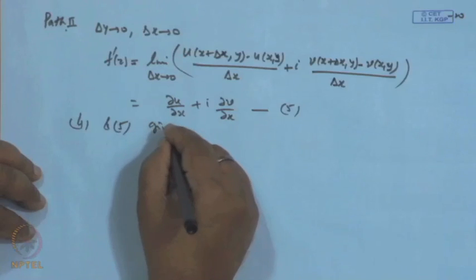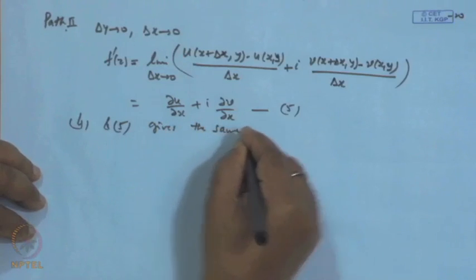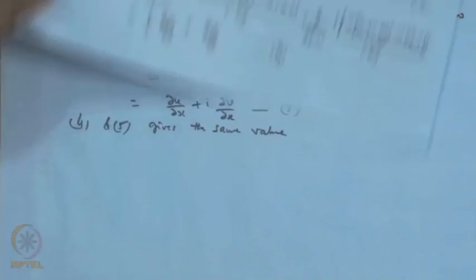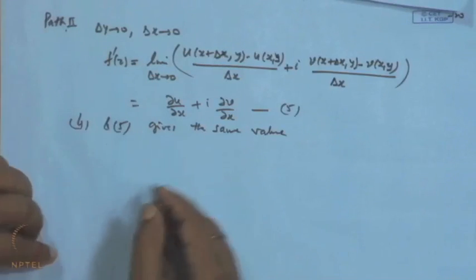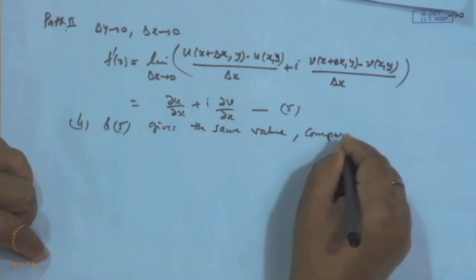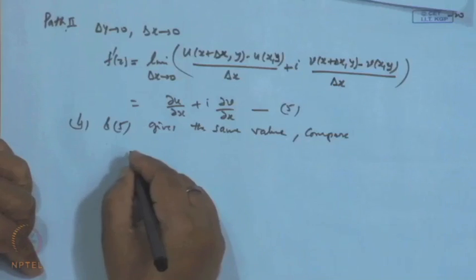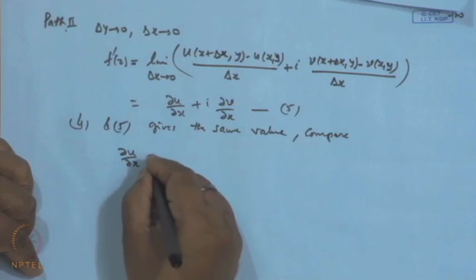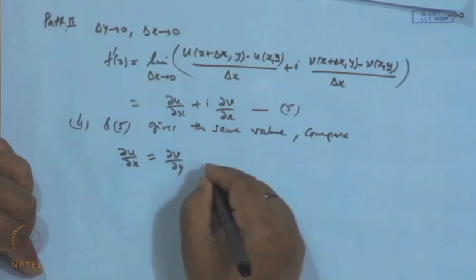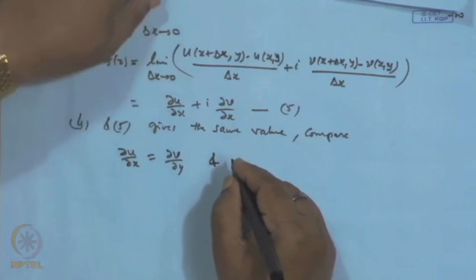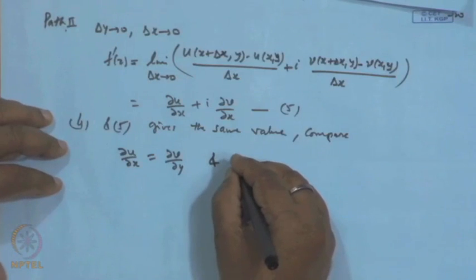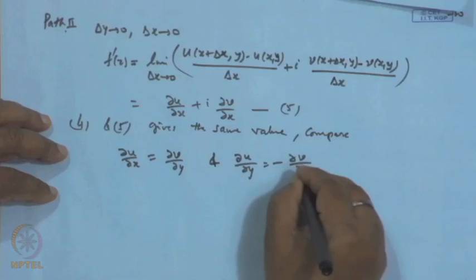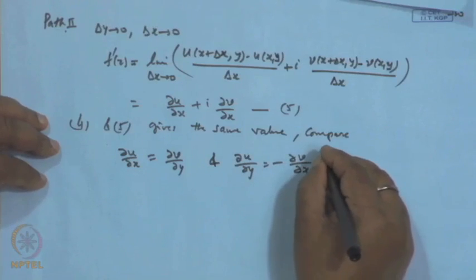Now, 4 and 5 give the same value because the derivative exists. So the limit exists, therefore compare it: compare real to real, imaginary to imaginary. So what you get is that ∂u/∂x is equal to ∂v/∂y, real to real, and imaginary to imaginary, so the minus i will come here. So ∂u/∂y is equal to −∂v/∂x, and these are called the CR equations.